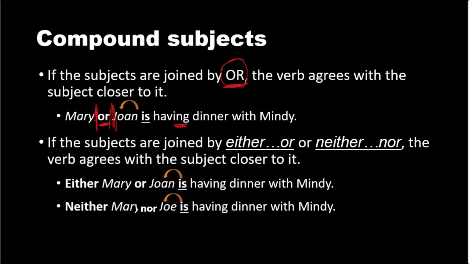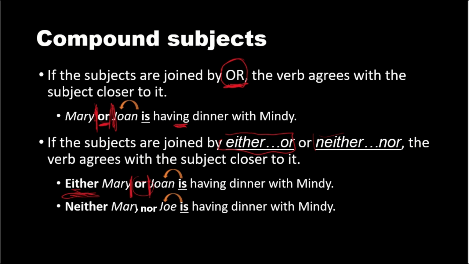If the subjects are joined by either or neither nor, the verb agrees with the subject closer to it. So same concept as if it's just one of the coordinating conjunctions or. It doesn't matter if it's this phrase here, either or, or this phrase here, neither nor. Let's look at our example. Either Mary or Joan is having dinner with Mindy, which we knew, folks, because we see or. Even if you didn't know anything about the word either, you saw or, and automatically you should be thinking in your mind, okay, these folks, they're separate. We're considering them to be their own individual by using this coordinating conjunction. So my verb is singular.